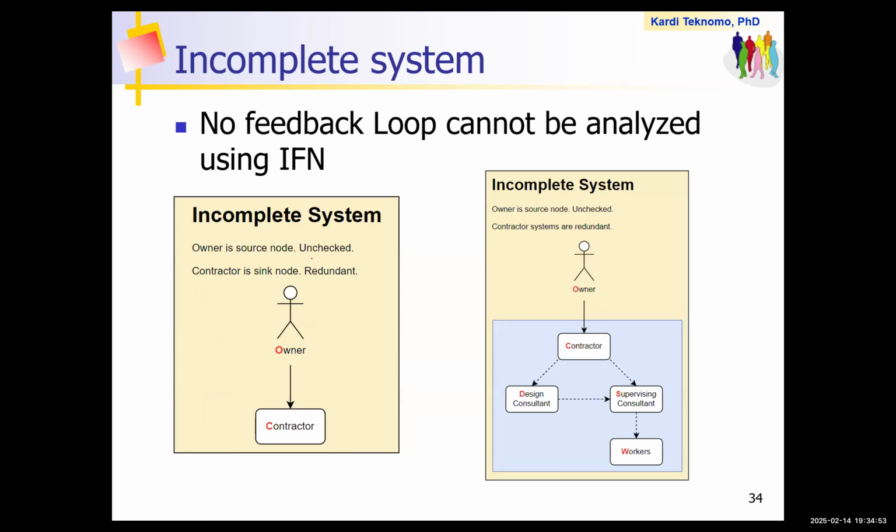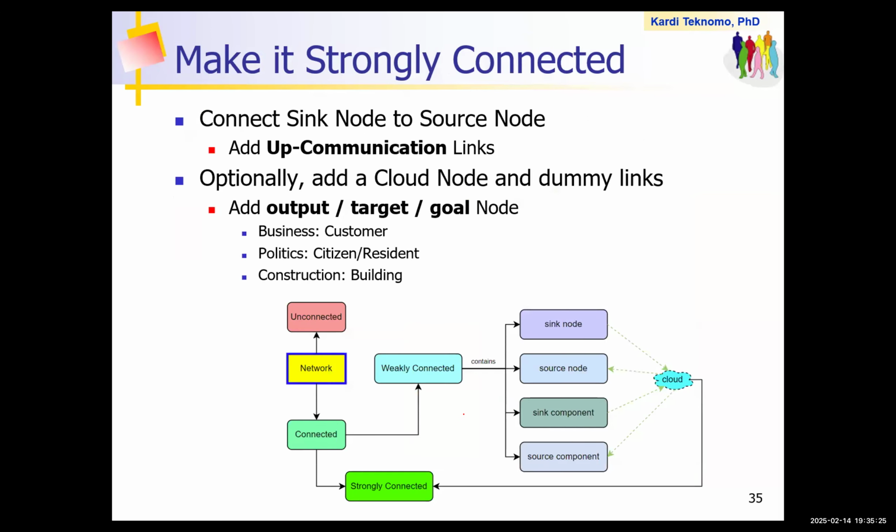Okay, again, another example of an incomplete system, in project management. I have the owner here, which is the source, and I have the contractor. The owner is unchecked, the contractor is a sink, so this is practically redundant. Even if the contractor is expanded into a system of contractors, this is still redundant, so you can just remove it. Incomplete system. Then the question is how to make it strongly connected, right?